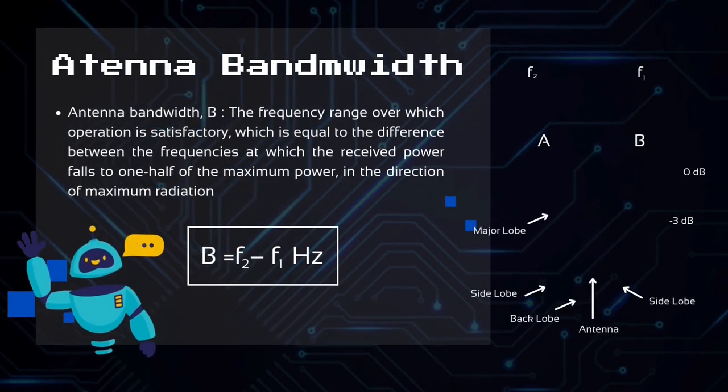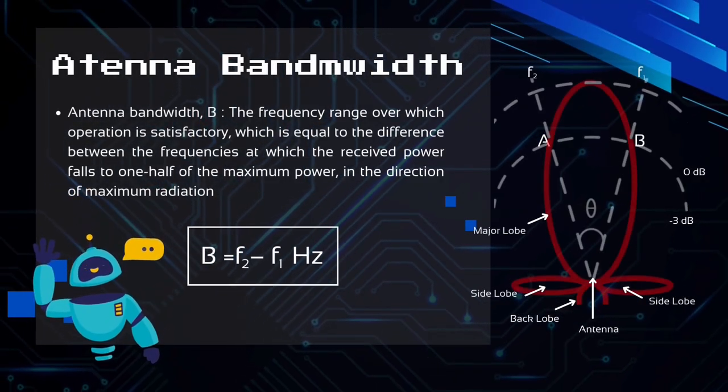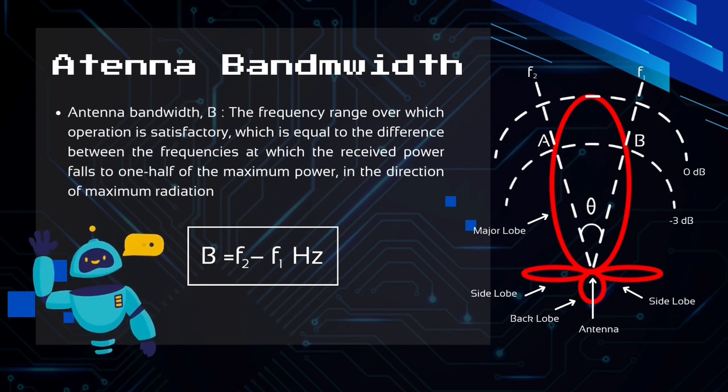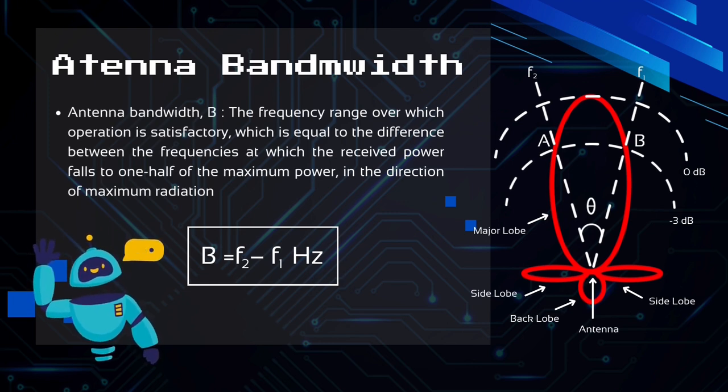Antenna bandwidth. Antenna bandwidth is the frequency range over which operation is satisfactory, which is equal to the difference between the frequencies at which the received power falls to 1/2 of the maximum power, in the direction of maximum radiation.